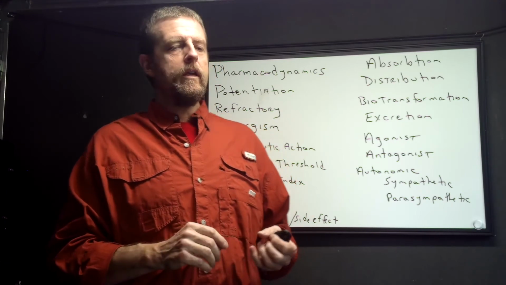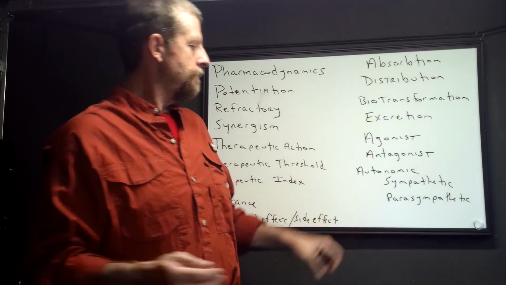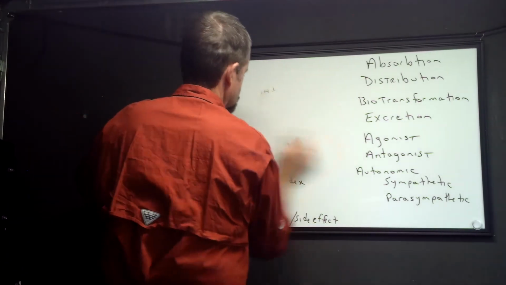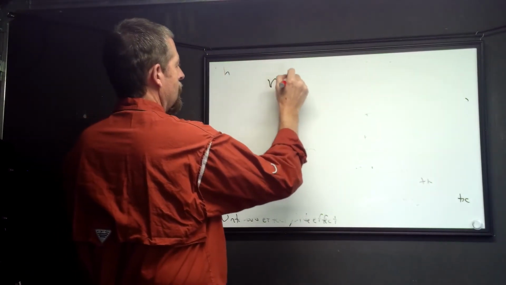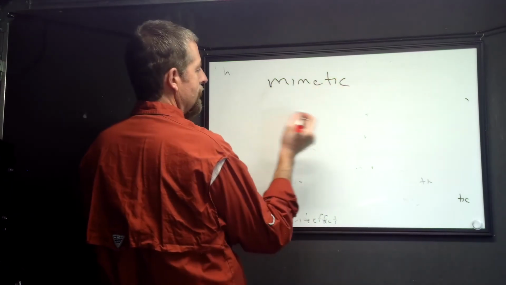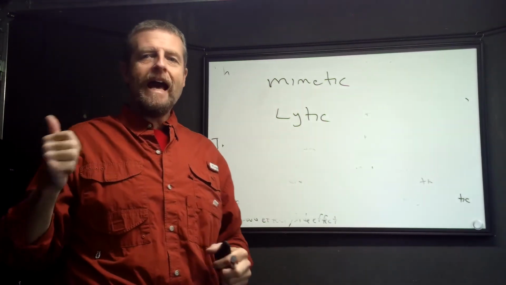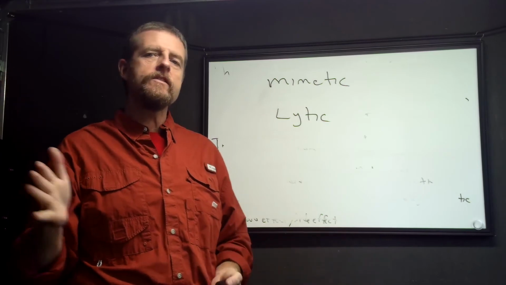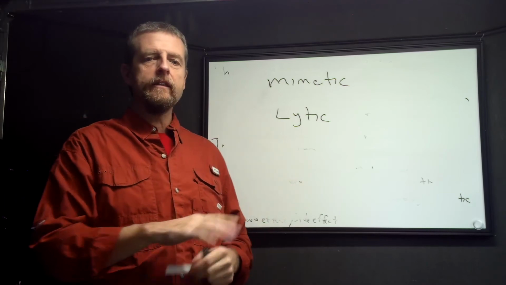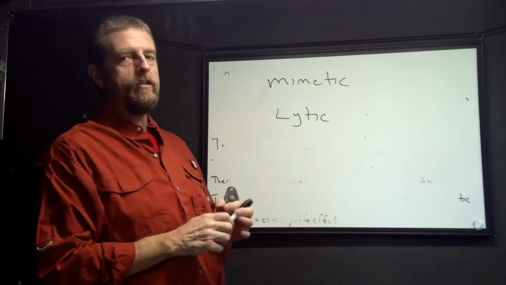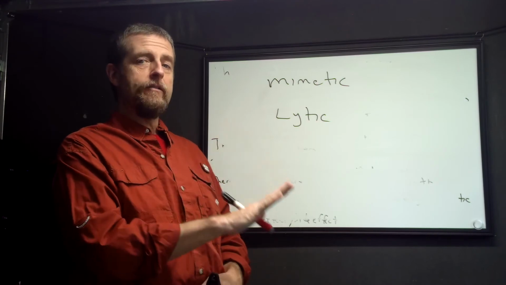Okay? So if you have a drug that works with a system, mimetic. If it works against the system, it's a lytic. A sympathomimetic drug, epinephrine, works with the sympathetic nervous system. A sympatholytic works against it. A parasympathomimetic works with the parasympathetic nervous system. A parasympatholytic blocks the parasympathetic nervous system.